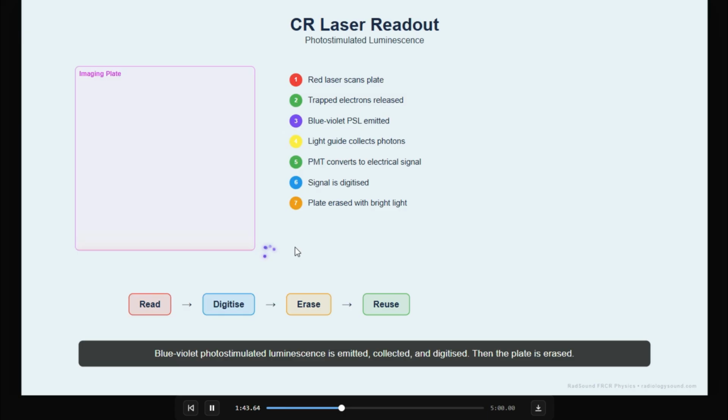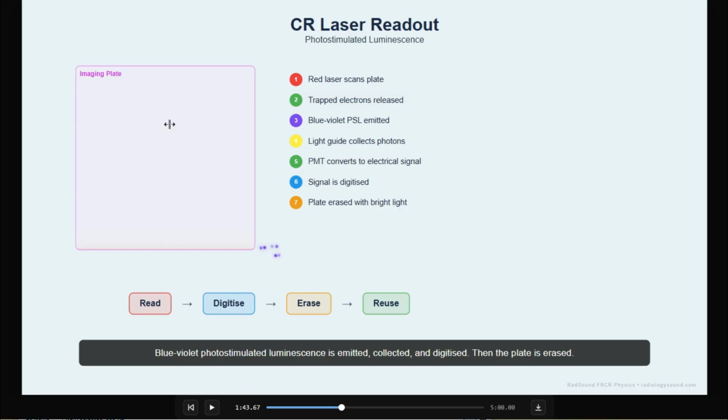So in the end, the electrons within the plate, after being exposed to the red laser, will be converted, and light will be released in blue-violet color. Then that light will be collected by a photomultiplier tube, and the photomultiplier tube will convert it into an electrical signal. The electrical signal will be digitized. So this is our image. Now we have the image.